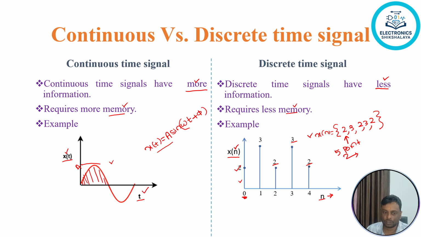So that is the difference between the discrete time signal and the continuous time signal. Continuous time signals are typically represented by a sine wave, and discrete time signals are represented by a sequence of digits.